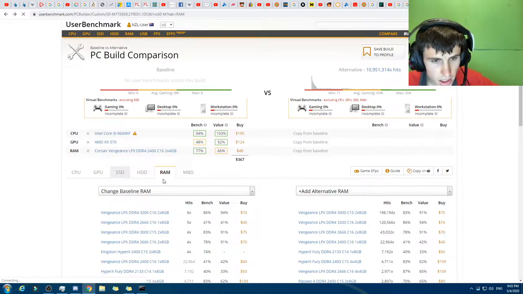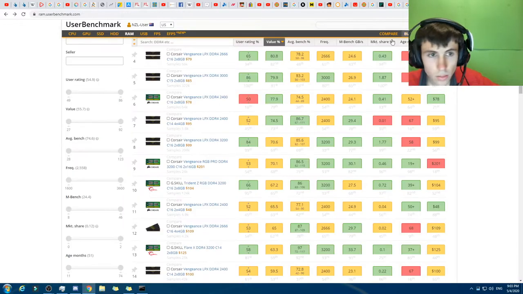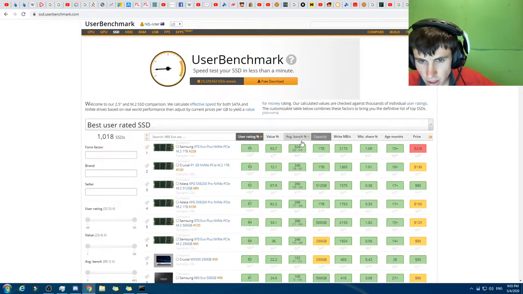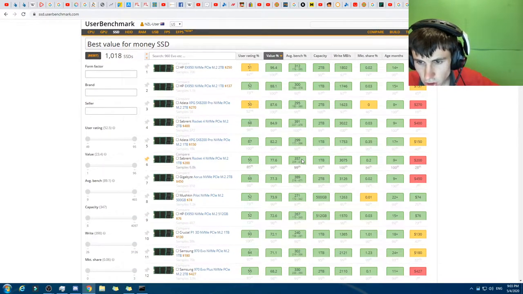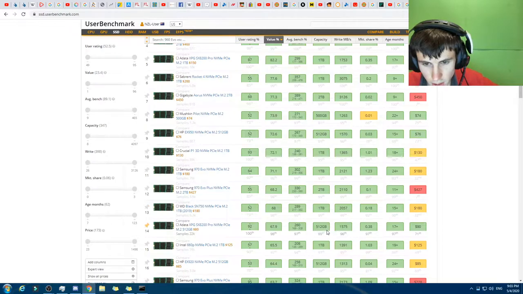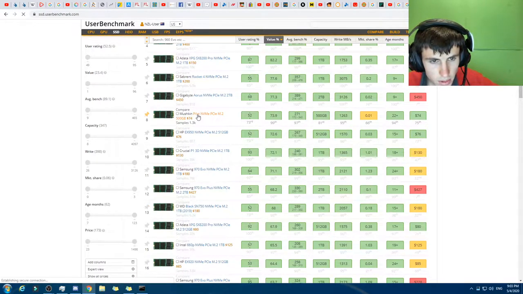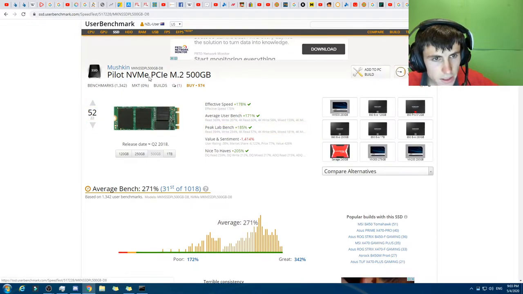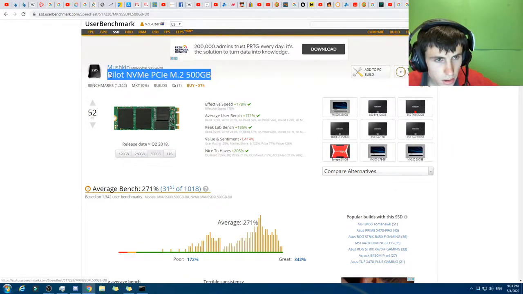And then under SSD, we'll go with SSD. There's so many options. There honestly is. Okay, there we go. And we go to value. Ka-chow. That one right there. Yep, that one. This one right here. I think that's the one we used in the other one. So the NVMe, let's just copy that like so.